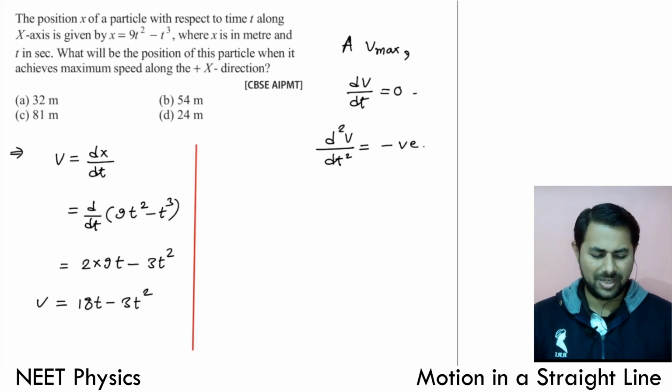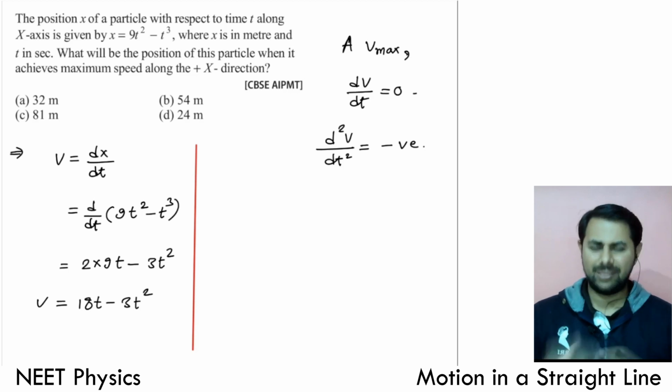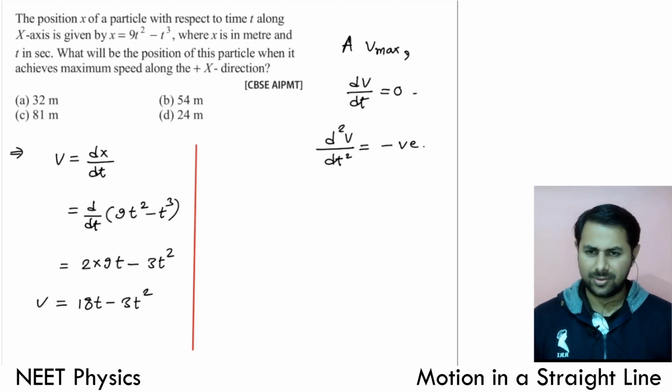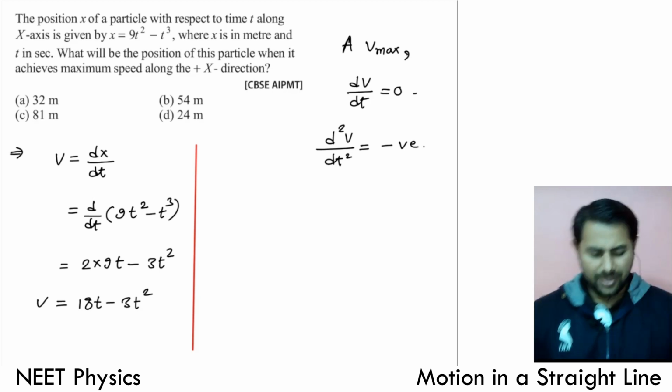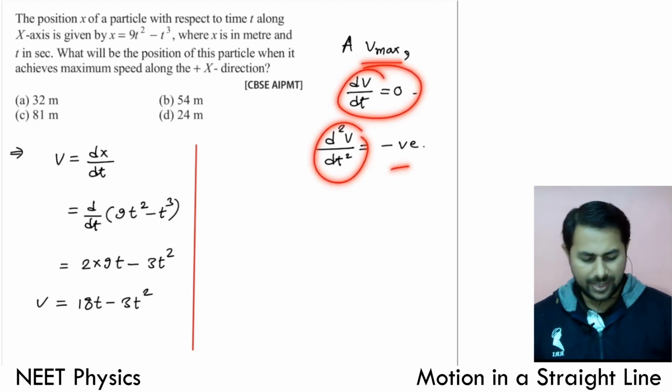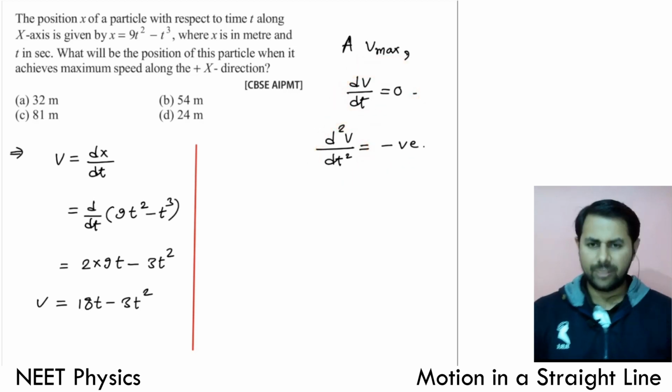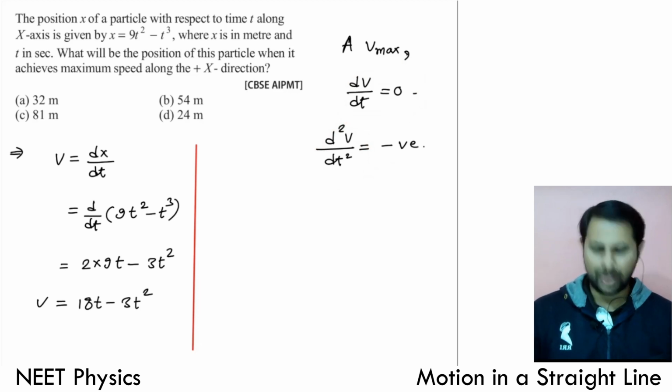It has to be negative, right? At maxima, second derivative is negative. At minima, second derivative is positive. Okay? Remember that, right? So at Vmax, dv by dt is equal to 0 and second derivative is negative. If it was minimum velocity, dv by dt is still 0, but second derivative would be positive.